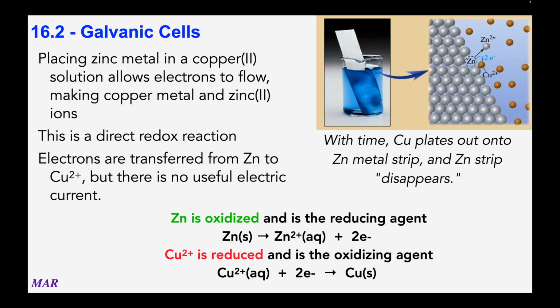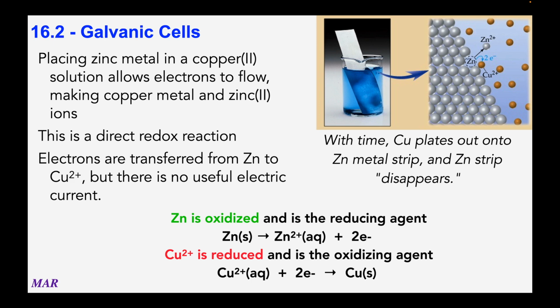So as an example of this, in the upper right hand corner, you can place a piece of zinc metal, which comes as a strip, in a copper 2 plus solution. And copper 2 plus has kind of that cool blue color. And what happens is right away the chemicals start reacting. Zinc gives up its electrons easily. It's oxidized. Copper 2 plus loves to take those electrons to make copper metal. Copper 2 plus likes to be reduced. This is what they call a direct redox reaction.